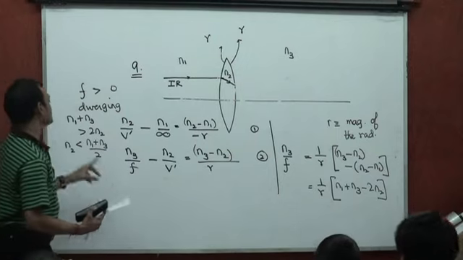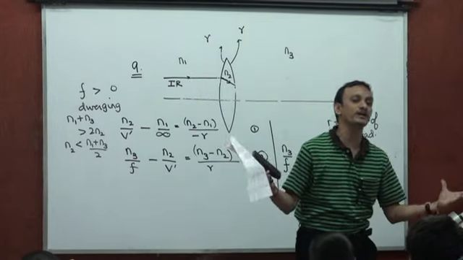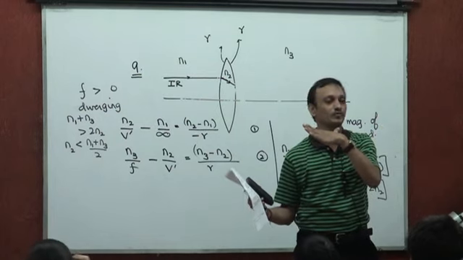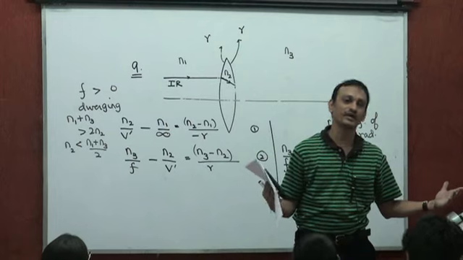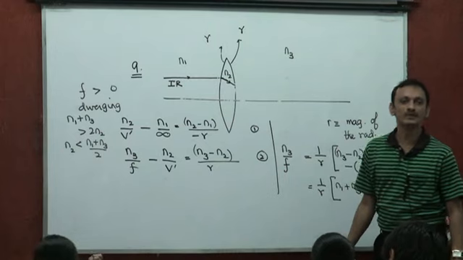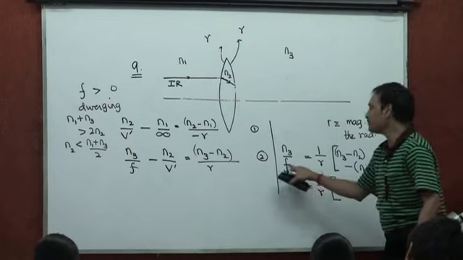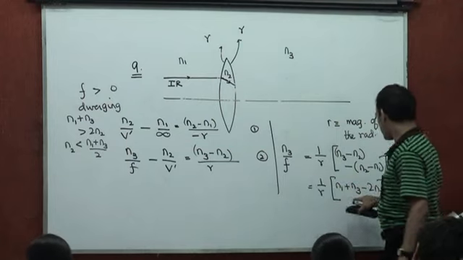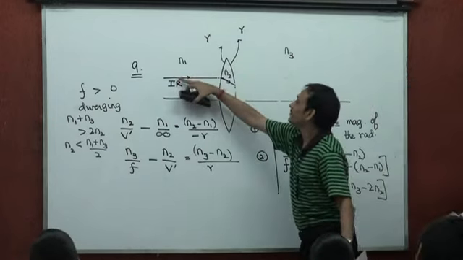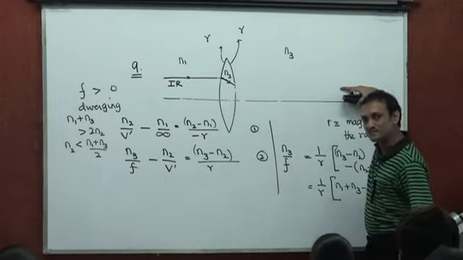Well, if it's equal to the arithmetic mean, 1 by f would be 0, f would be infinity, there would be no deviation. It's going to go parallel. The final ray would be parallel to the initial ray. Yes, true. F will then turn out to be infinity. See, if N2 is N1 plus N3 by 2, then 1 by f would be 0, right? Because this turns out to be 0. That means f would be infinity. That means if there is a parallel ray, then after 2 refractions, it will still emerge parallel.